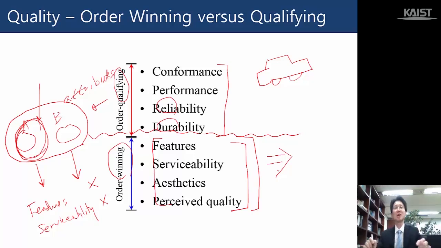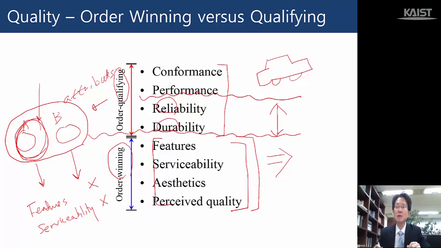This is just an example. It depends on the product, it depends on the industry, it depends on the market. So in some market, maybe the order qualifying attributes are just conformance and performance, and even reliability and durability are part of the order winning attributes.